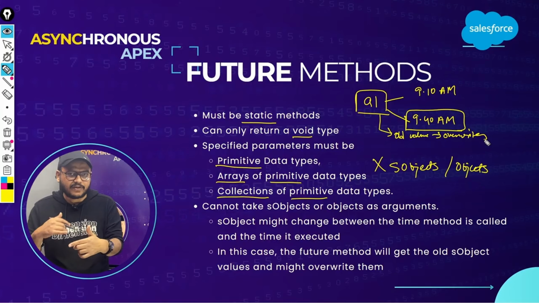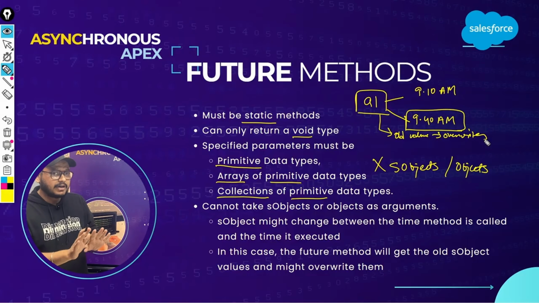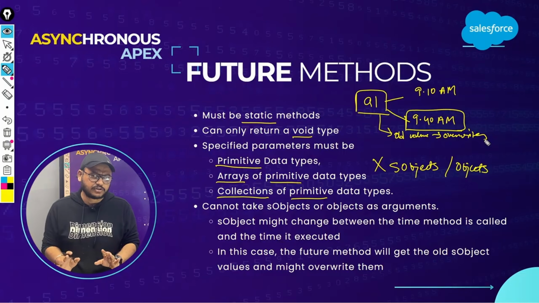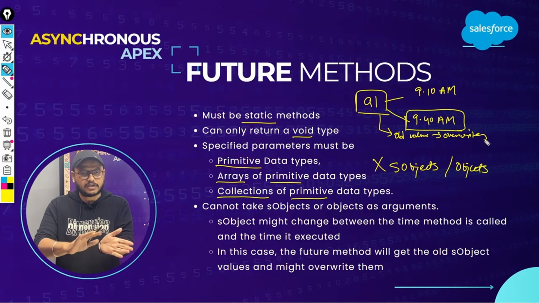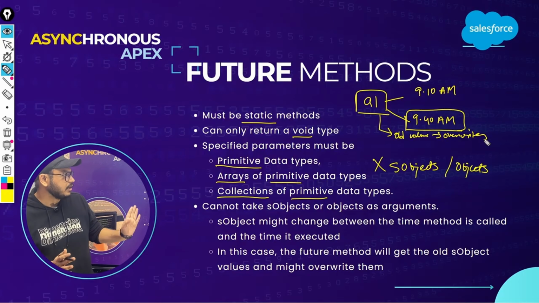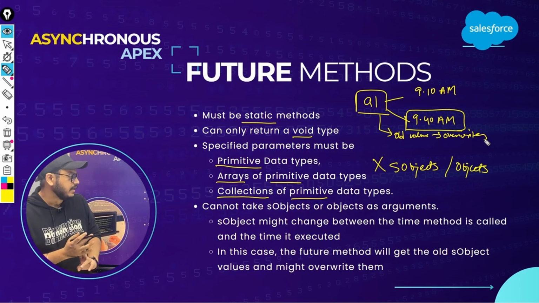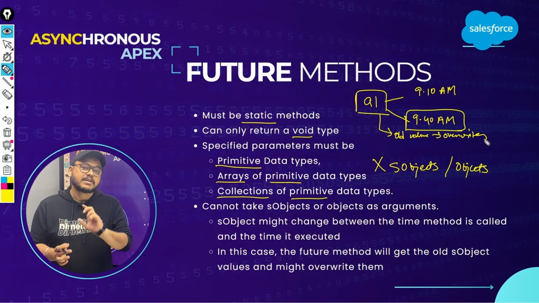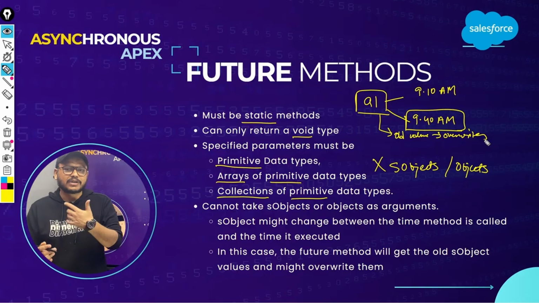Now you may be thinking, okay, fine, if this is the problem, what is the solution to this? We'll come to the solution of it, but with future method, you do not have a solution to this. There is a workaround, which I will discuss a little later, but this is what is permitted within your future method. So you always have to work with primitives as data types, and collections of primitives. Even if you have to work with a record, you can use ID.